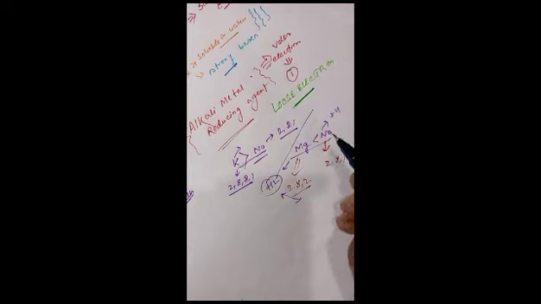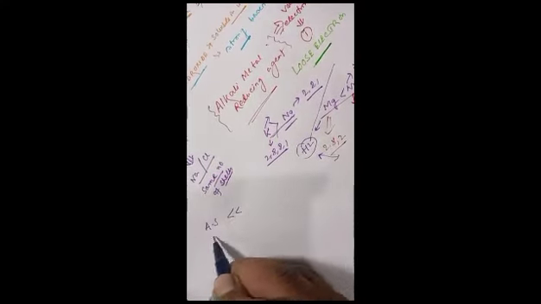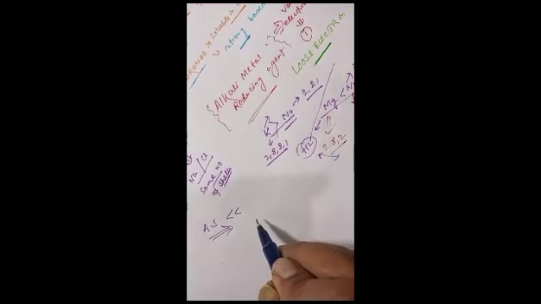Next question: why does atomic size decrease when we move across a period from left to right? Why does atomic size decrease?